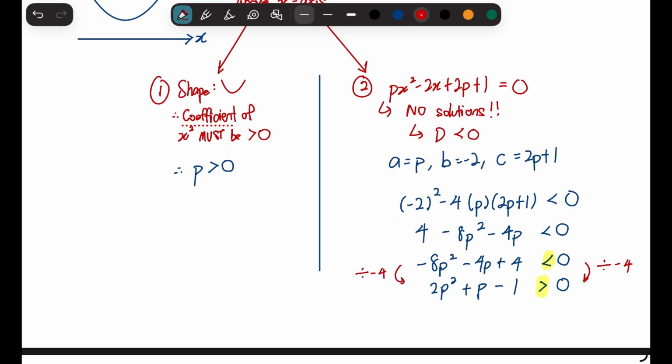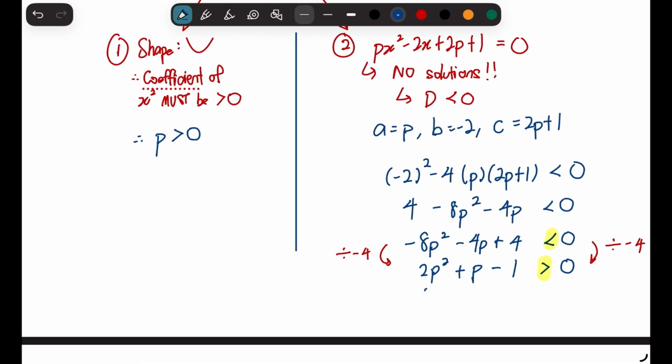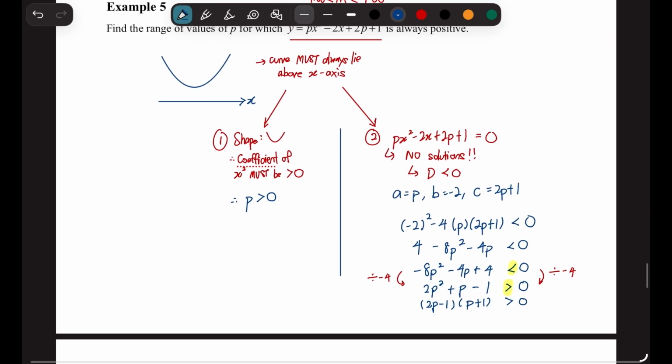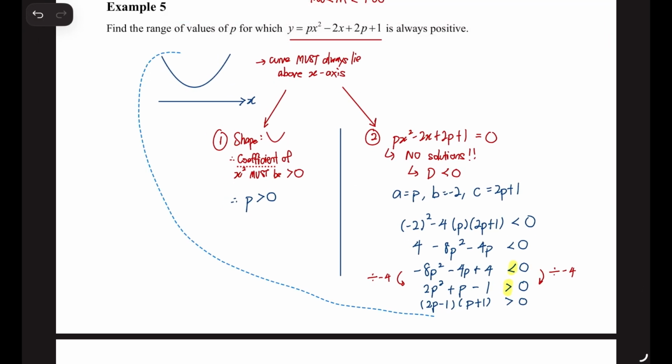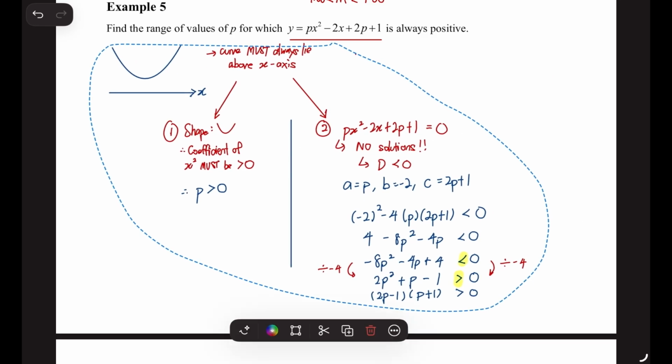Then we follow the same steps again. Since the right hand side is equal to 0, now we factorize this. By factorization, I'll get 2p minus 1 times p plus 1 more than 0. Wait, I got no space. Let me make this a bit smaller.